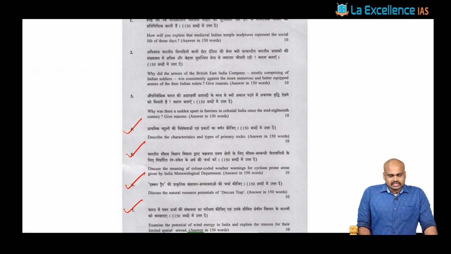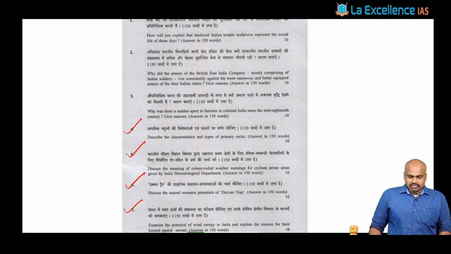Now, looking at these 10 markers, they are asking to describe the characteristics and the types of primary rocks. That is part of the 4th question, which is again core physical geography, part of geomorphology. Then, moving on: discuss the meaning of color-coded weather warnings for cyclone-prone areas given by IMD.